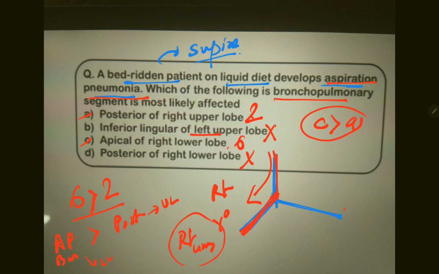So that's the question on the supine posture patient. I already told you, in supine posture this is the answer, 6 greater than 2. Okay, so that's all.